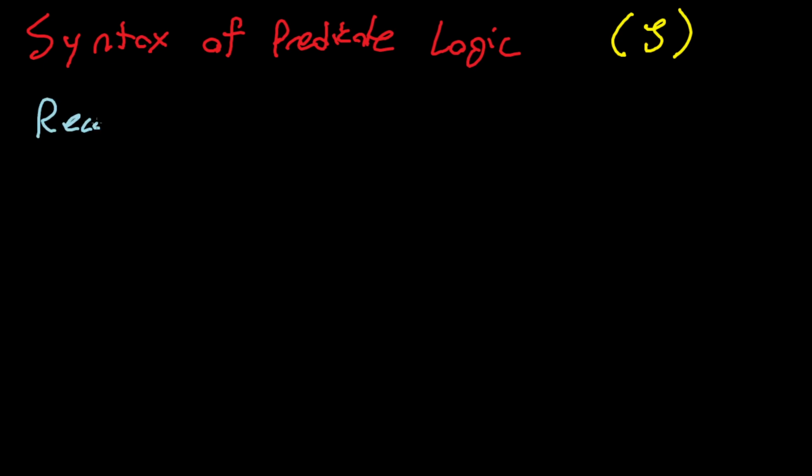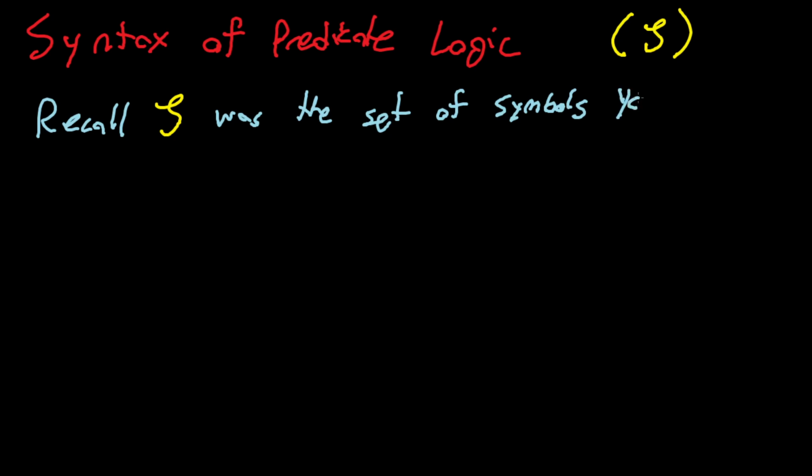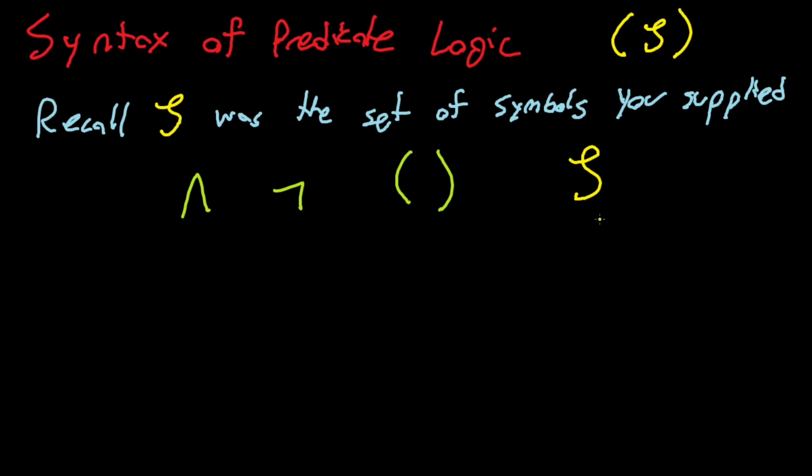So recall that script S was the set of symbols you supplied. The point is, propositional logic gave you connectives like and, not, and parentheses. But then this magical set, script S, was a potentially variable set of sentence symbols that were basically just random characters that we supplied meaning to.